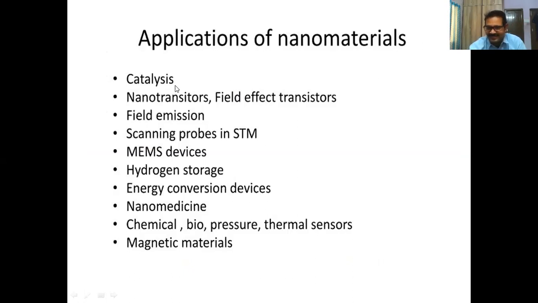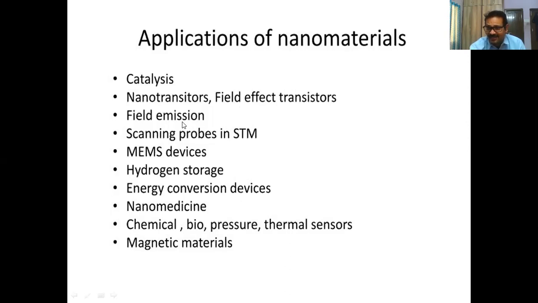The first one is catalysis. Surface area is increasing, so they can act as a better catalyst. Nanotransistors, field effect transistors: especially, as I said, for semiconducting materials the conductivity is increasing, so we can see better flow. That's why they can be used in the preparation of transistors and field effect transistors, nanotransistors, and field emission.